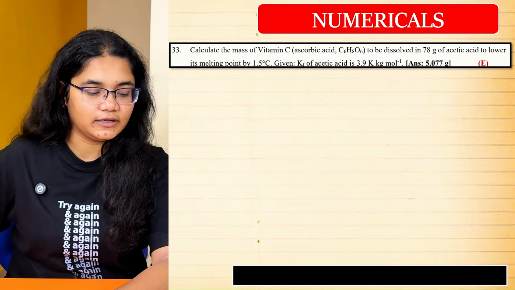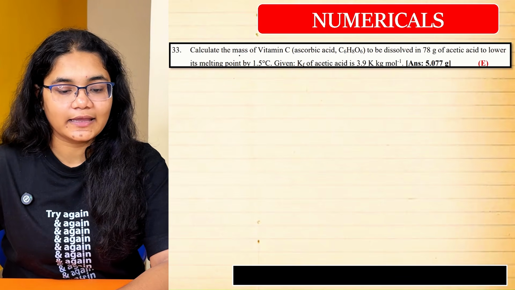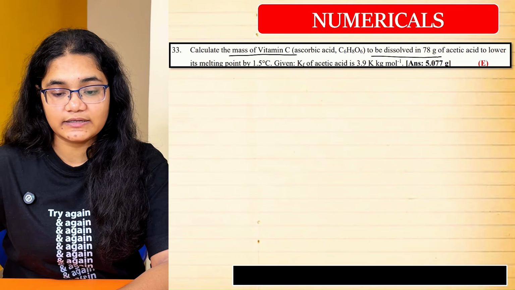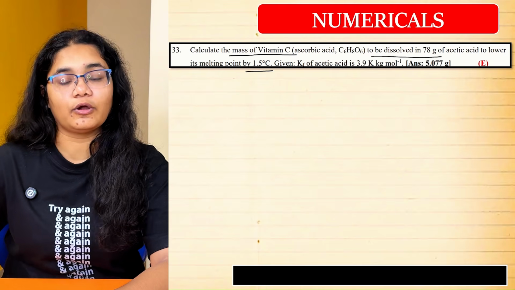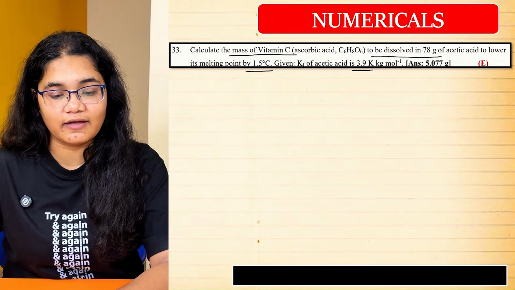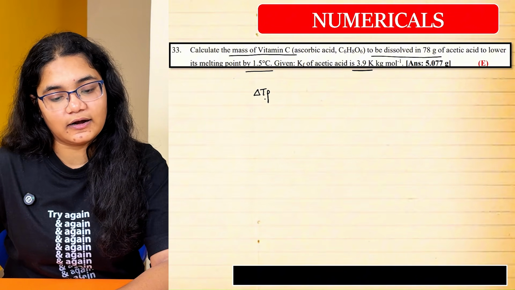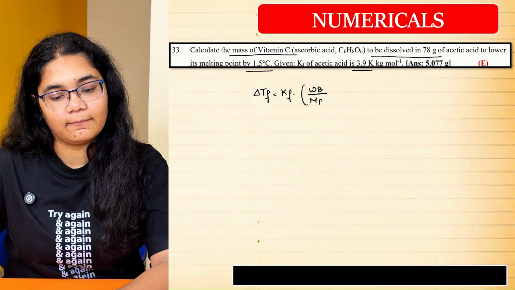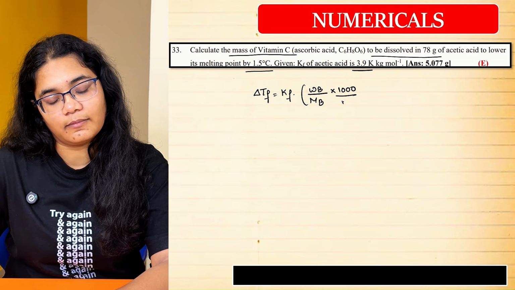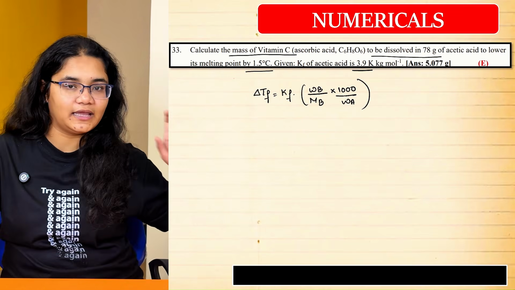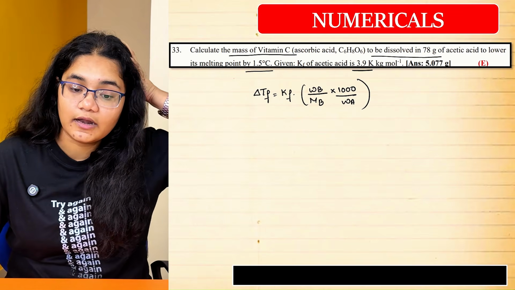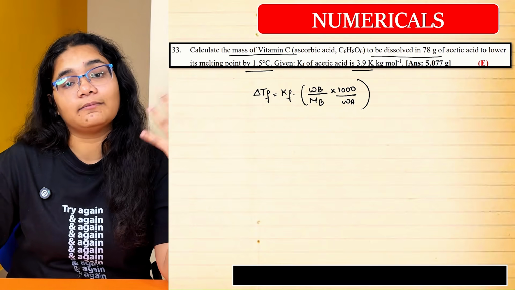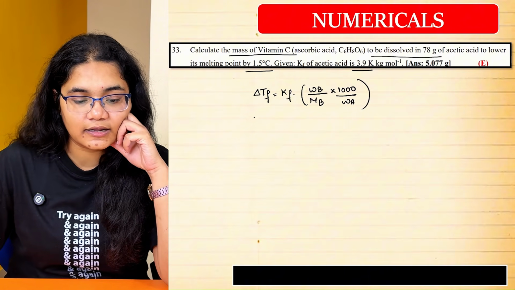Okay, moving forward, here is question number 33. Calculate the mass of vitamin C, ascorbic acid, that is dissolved in 78 gram of acetic acid to lower its melting point by 1.5 degrees Celsius. The Kf value is given here. So here the formula is ΔTf is equal to Kf into m. Again, the m formula is Wb by Mb into 1000 by Wa. I hope you understand what is Wb, Mb, Wa. In the one shot video, I have explained everything. Wb is the mass of the solute, Mb is the molar mass of the solute, and Wa is the mass of the solvent.